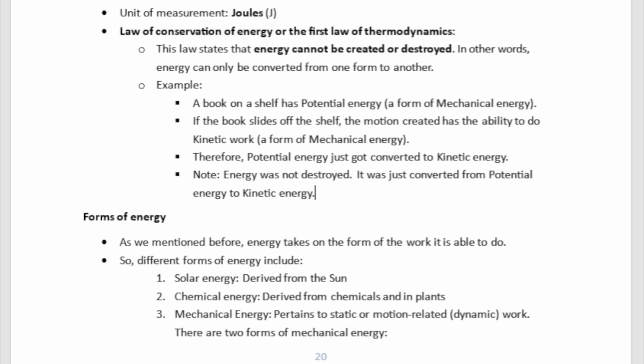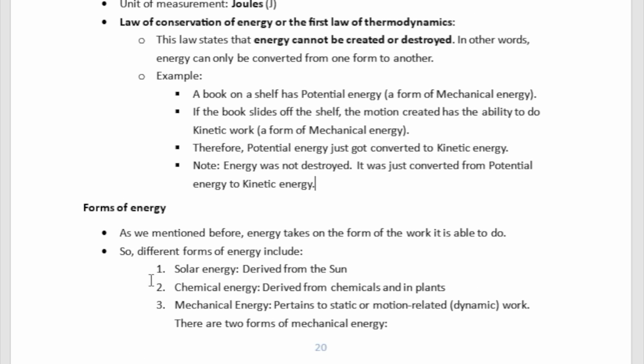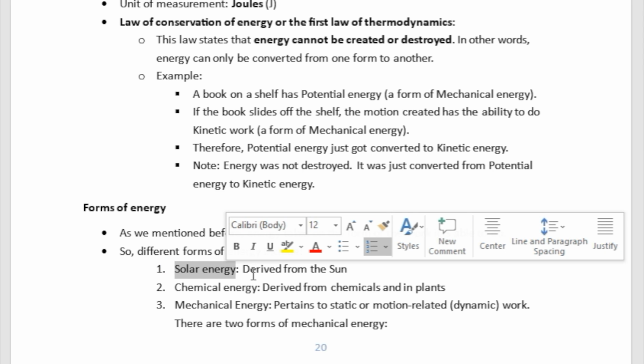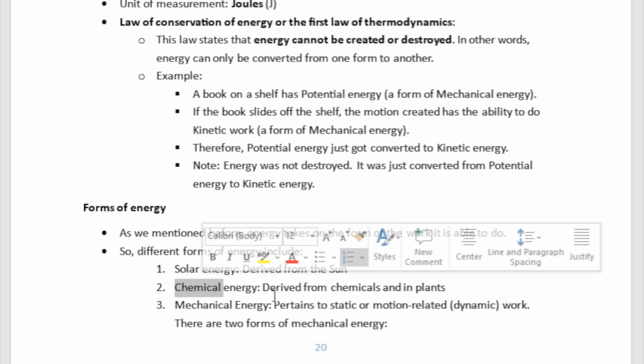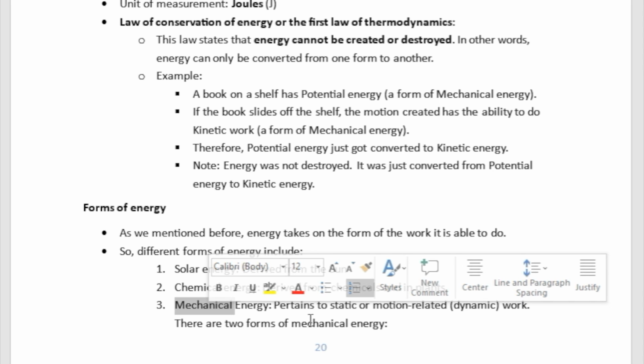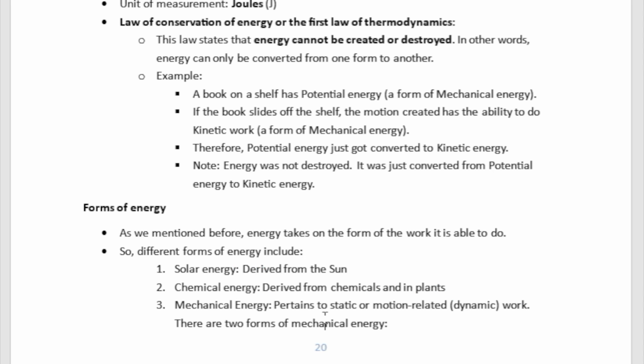So that leads us to the next question. What are the different forms of energy? Well, the different forms of energy start with solar energy, which is derived from the sun, chemical energy, which is derived from plants and is the ability to do certain chemical work, and mechanical energy, which pertains to static or motion-related work. Okay, so that's mechanical energy. Mechanical energy gives you the ability to move.